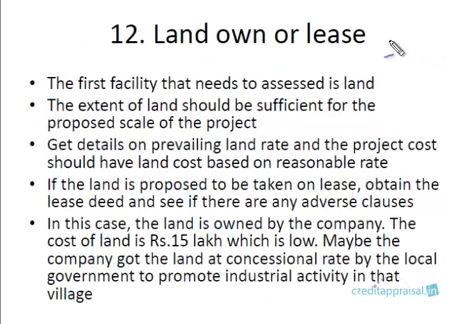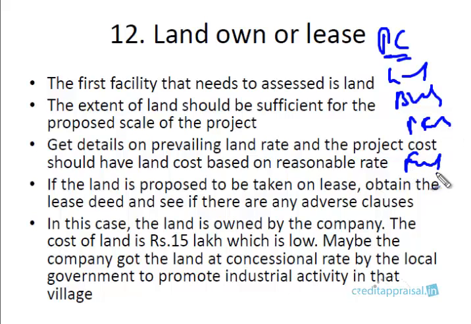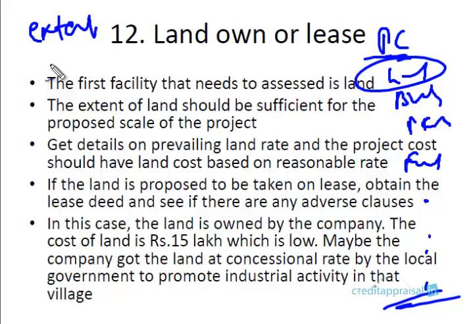Now, one of the most important items is the project cost. In project cost, we have land, buildings, plant and machinery, furniture and fixtures, vehicles, and all the preliminary pre-operative expenses. The land is the most important, it's the starting point in the project cost. So the first facility that you need to assess is the land. Here you should be concerned about the extent and the price. What is the extent of the land? Is it sufficient for the proposed scale of this project?